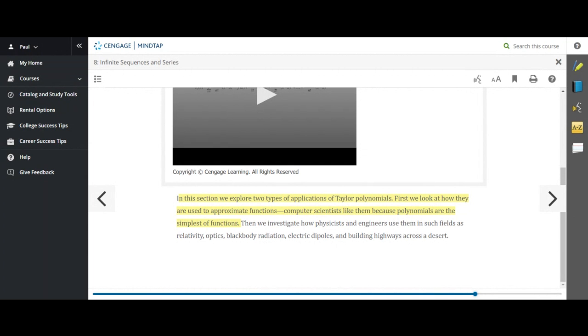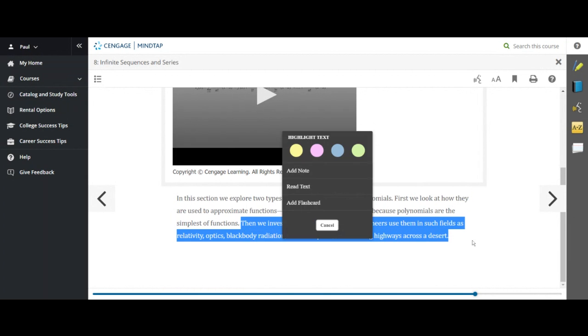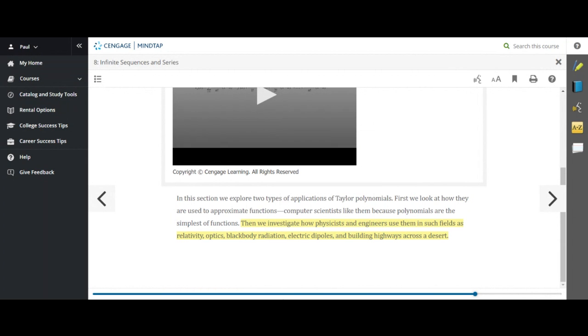They have it highlighted right here that physicists and engineers use Taylor polynomials in such fields as relativity, optics, black body radiation, electric dipoles, and building highways across a desert. The highway across a desert one, I'm familiar with that application. Maybe if we have time, we can look at that together. It's actually exercise 31 in your textbook in section 8.8. All right, let's continue here.